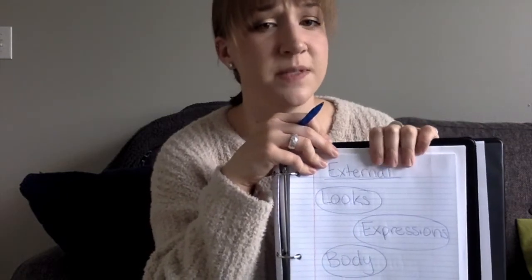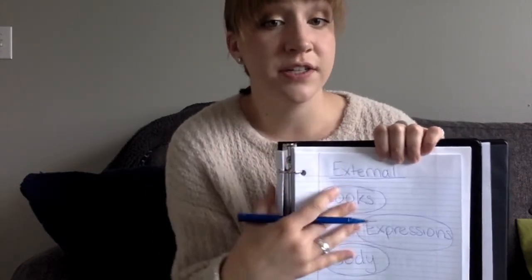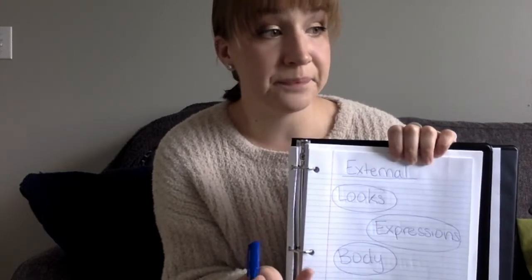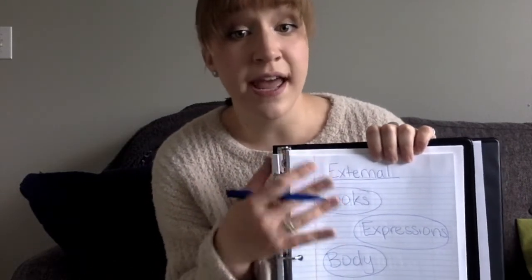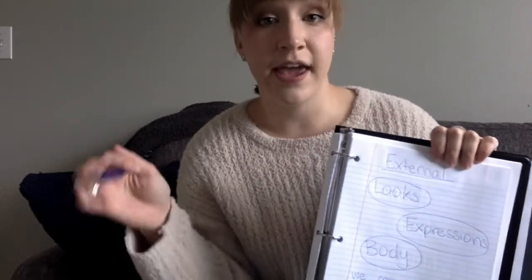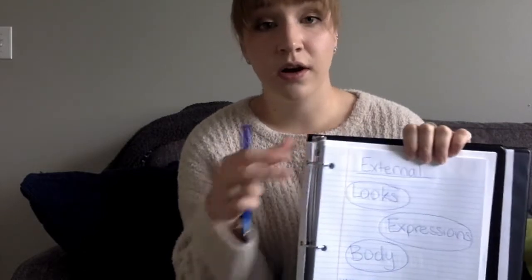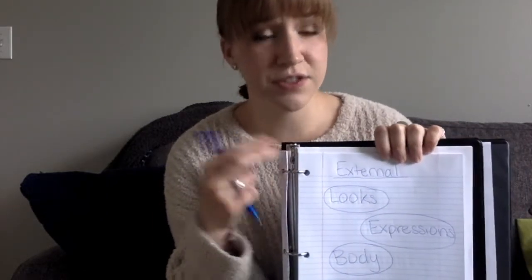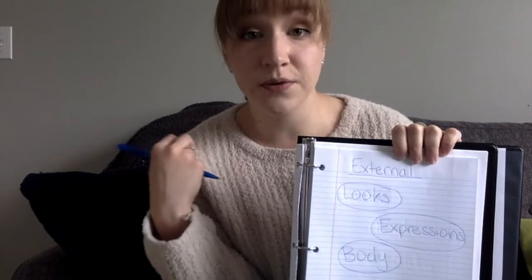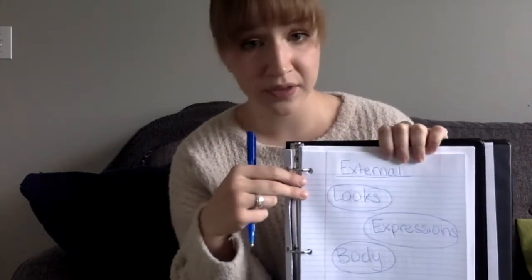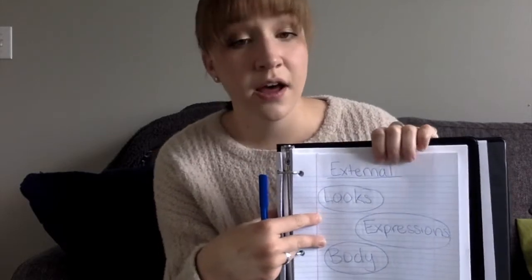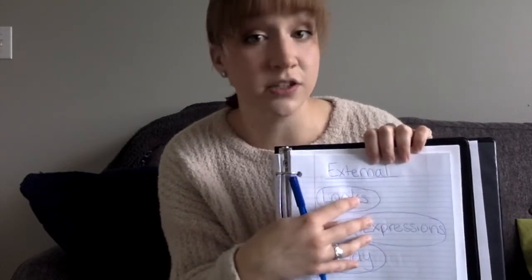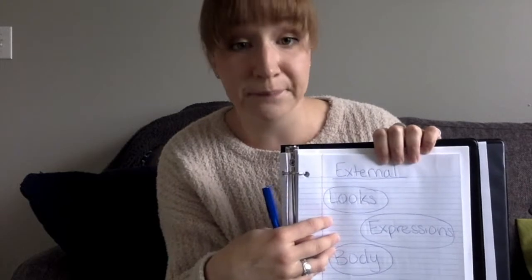A lot of the times we can describe characters externally by the position that they hold, so their job. So an external character trait of a doctor would be that they're wearing a doctor's coat, or the scrubs, which is the clothes that doctors and nurses wear. We can tell a police officer by their uniform. So that's an external trait. That's their look. That's their body.